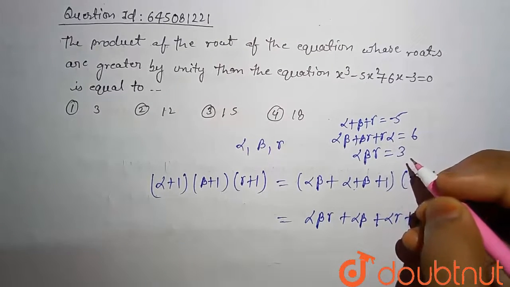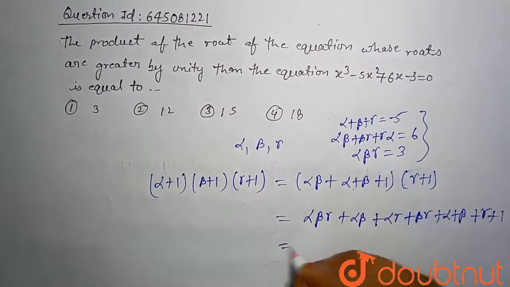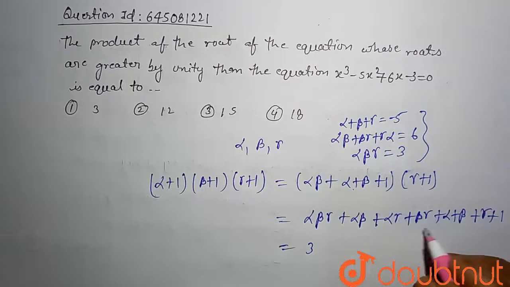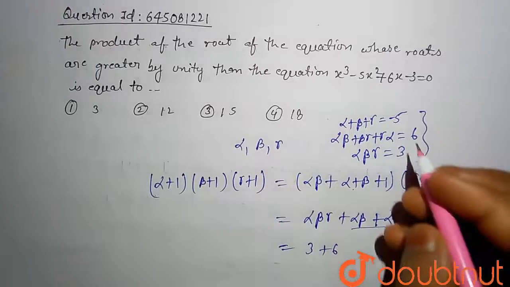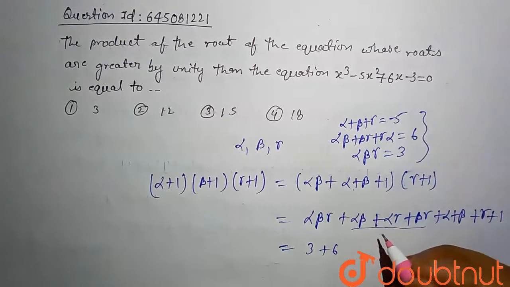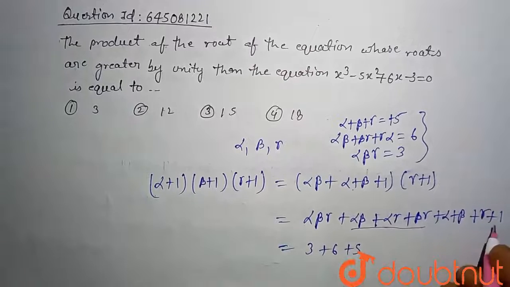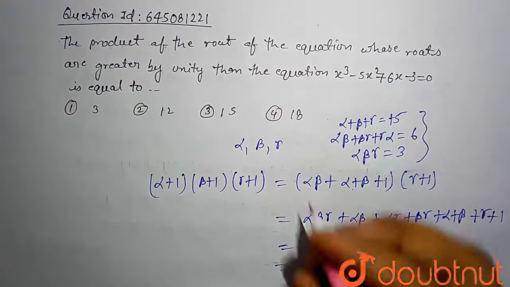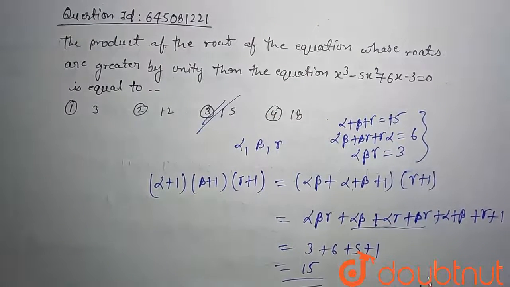Let's put these values here and compute this. Alpha beta gamma is 3, alpha beta plus beta gamma plus gamma alpha is 6, and alpha plus beta plus gamma, which is minus b by a, is minus of minus 5, so 5, plus 1. That comes out to 15. Here you can see the second option is correct. This is our final answer.